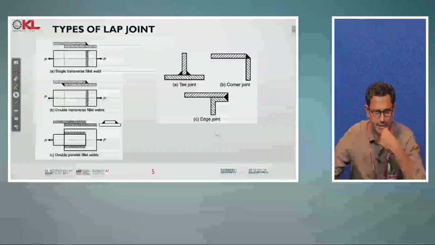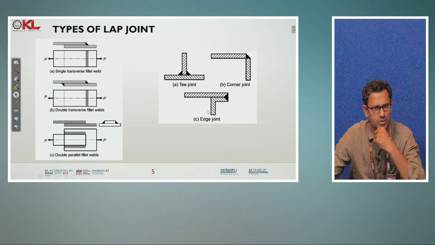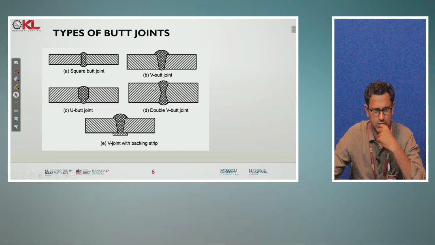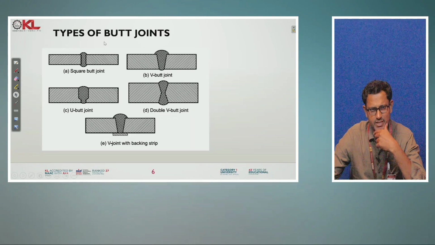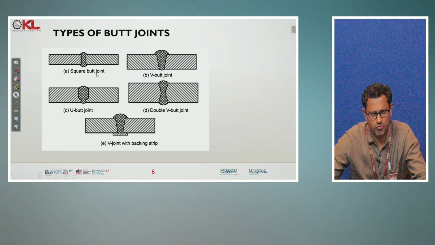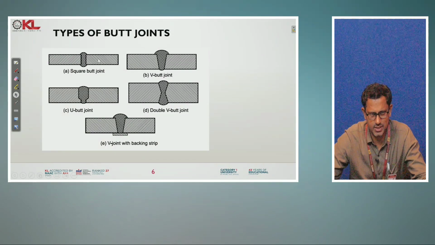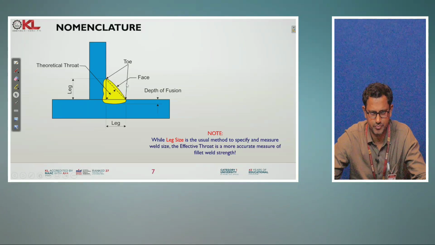T joint, edge joint and corner joints are the different types of lap joints. Here T, and you can see the corner, and the edge, where the entire edge is given for the joining purpose. And now coming to the butt joints, what are the types of butt joints? As already discussed, the types are square butt joint, V butt joint, U, double V, and V joint with a backing strip. This is the backing strip. These are the different types of butt joints.